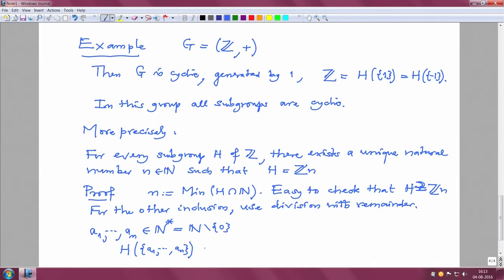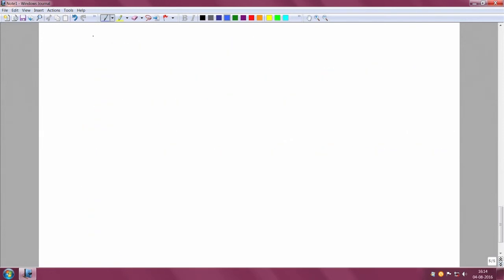This is almost immediate from the definition of greatest common divisor, that this subgroup is nothing but generated by the GCD of a1 to an. Take the subgroup generated by a1, that is all integral multiples of a1. If I intersect this with the subgroup generated by a2 and so on, this is an intersection of subgroups, so it is also a subgroup.